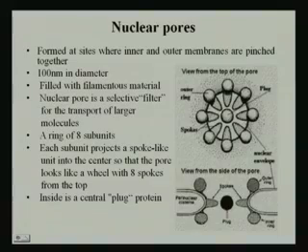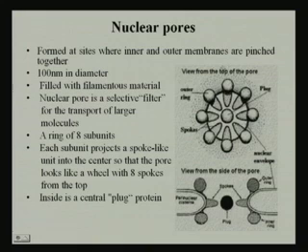It is 100 nanometers in diameter. It is filled with filamentous material. The nuclear pore is a selective filter for the transport of larger molecules. A ring of 8 subunits is present in this nuclear pore, and each subunit projects like a spoke into the center, so that the pore looks like a wheel with 8 spokes from the top.